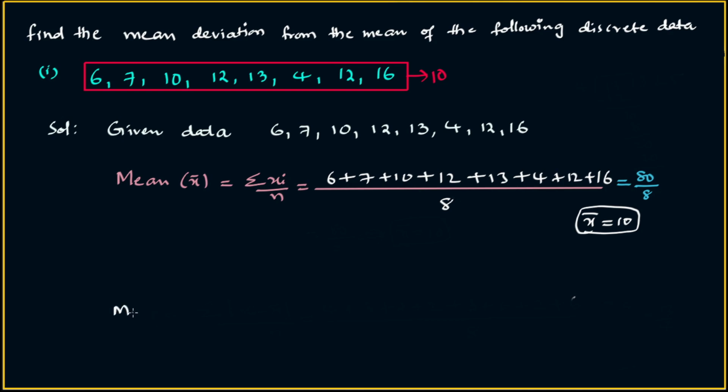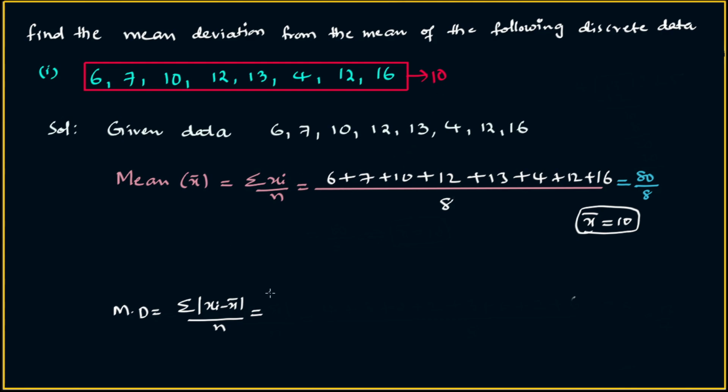So formula of mean deviation about mean is summation mod xi minus x bar whole divided by n. So what about xi minus x bar? Xi minus x bar means deviations. So we have to find the absolute values of the deviations. Either from the mean we subtract these observations, or from these observations we subtract the mean. So mod is there, absolute values is there.